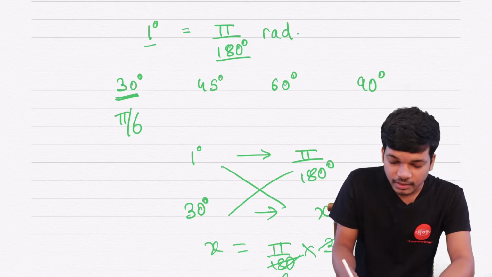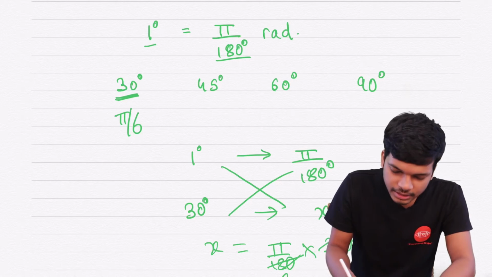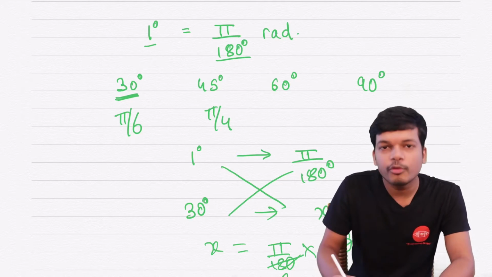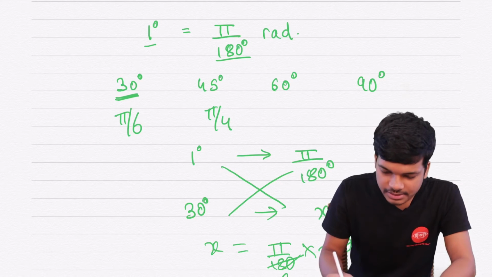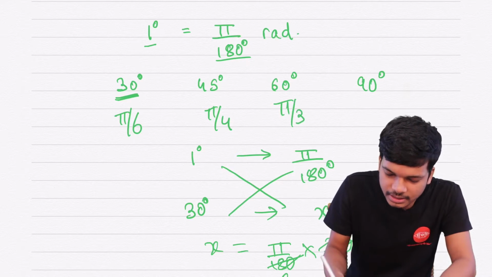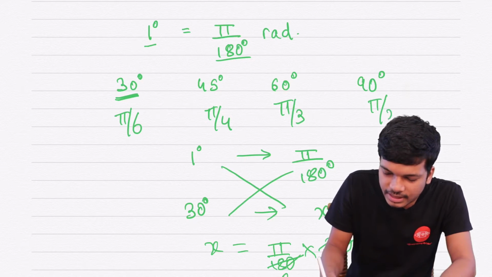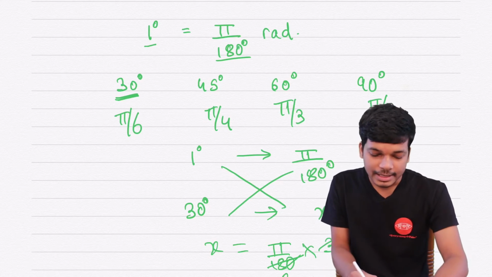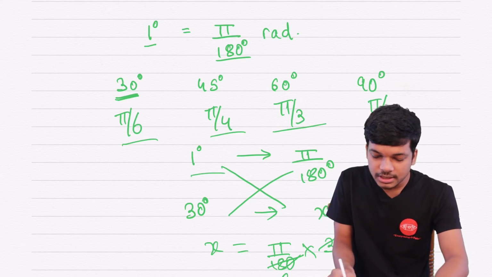In the same way for 45 degree you can write pi by 4. In the same way for 60 degree we have pi by 3, and for 90 degree we have pi by 2. You can calculate all of this by using this method, that is the unitary method.